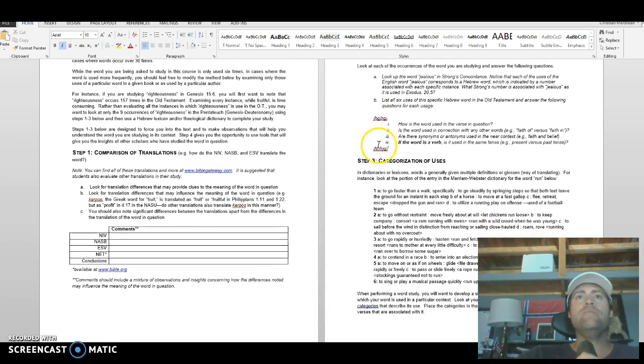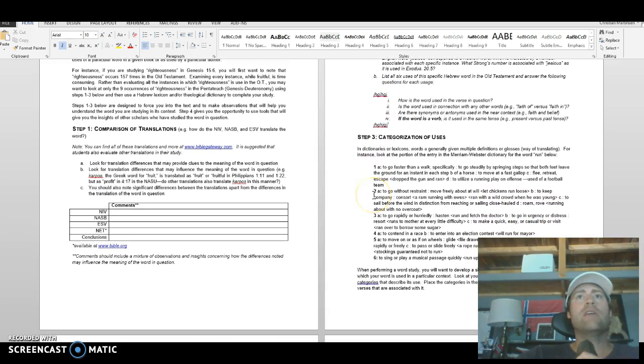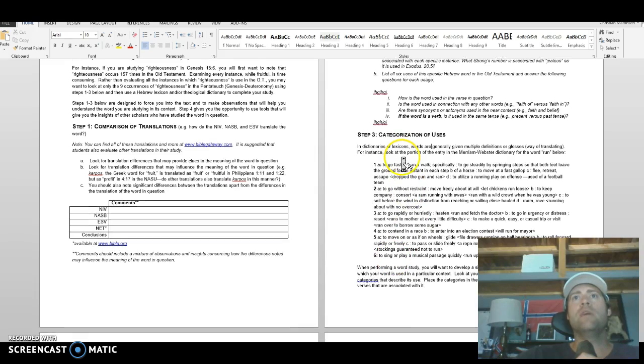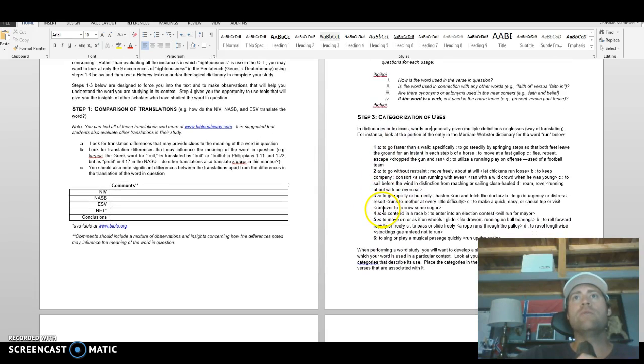So then in step 3, the categorization of uses. In dictionaries or lexicons, words are generally given multiple definitions or glosses. Glosses means just a way of translating it. For instance, look at the portion of the entry in the Merriam-Webster dictionary for the word run below, and it gives you an example of how the word run is described in the Webster dictionary.